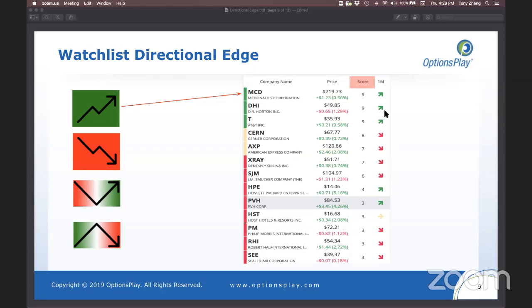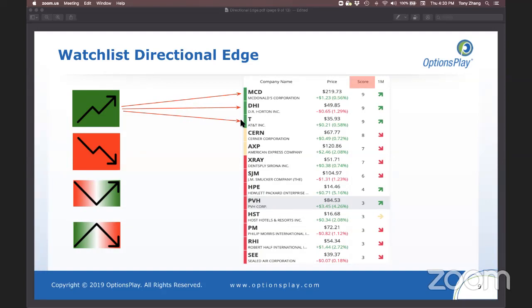Then I look at the color across these symbols. Colors that are green tell me these are bullish stocks from a trend perspective. And because they're at the top of my list, these are not only strong stocks, these are strong stocks that are exhibiting bullish trends. That's why McDonald's, D.R. Horton, and AT&T are what I would consider strong bullish stocks.